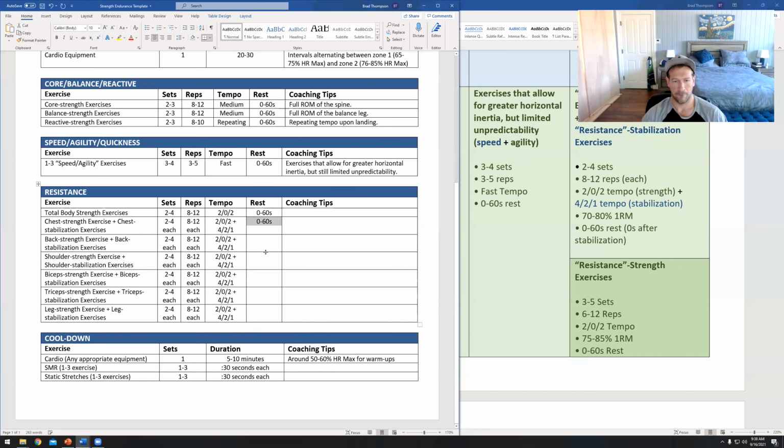Then we have exercises that allow for maximal horizontal inertia and maximal unpredictability, right? So it's like speed and agility and quickness, as absolutely fast as you can possibly go. And this is where we get into the resistance section.